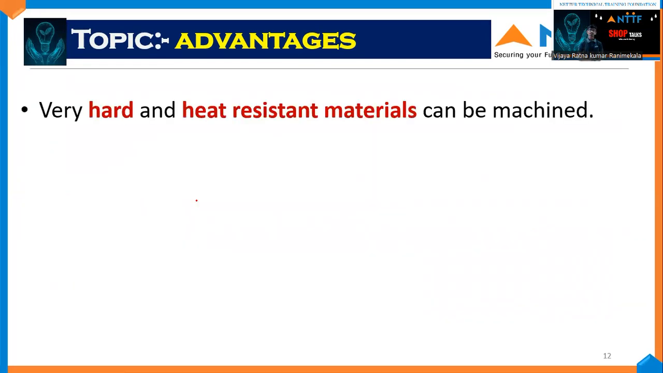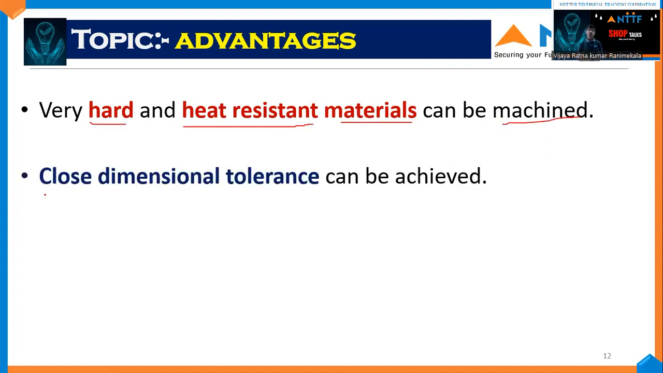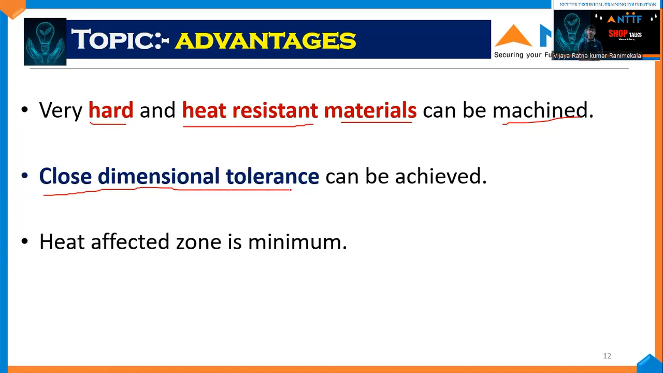Let us see some more advantages. Very hard and heat resistant materials can also be machined. We can achieve very close dimensional tolerances with the help of EBM. The heat affected zone is minimum.